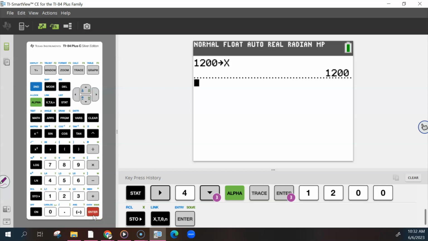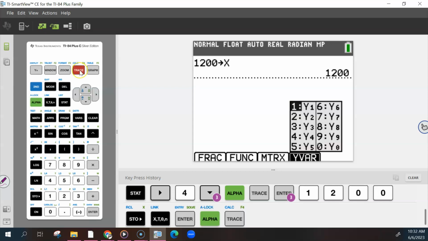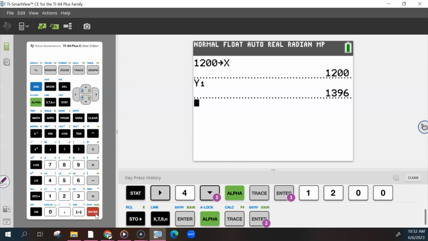So that only put the X value in, we still have to have it solve it. So go back and grab your equation, alpha trace, and enter twice. So that would be one way. The other would be if you stored it to go into your table, second graph.